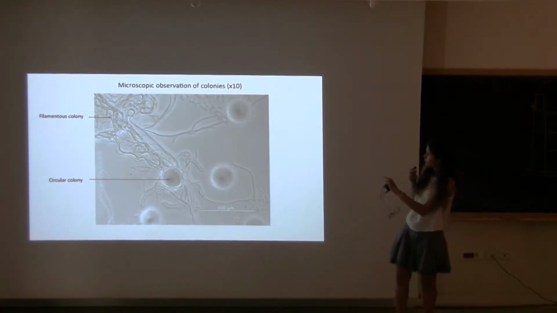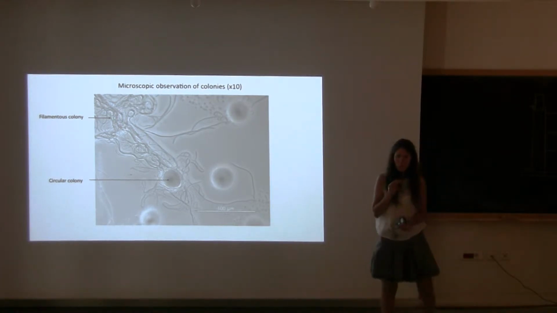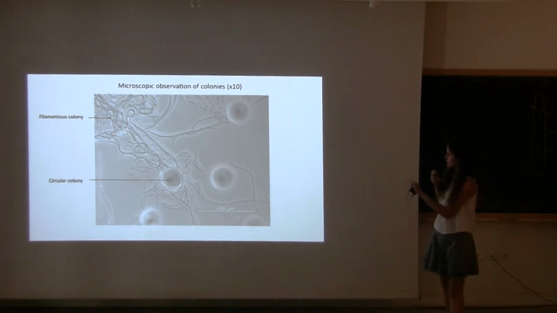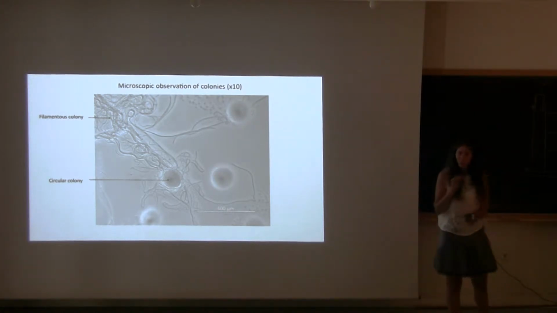And so we have some filamentous colony and some circular colony, for example, here. But the most present colonies were circular, actually. Just in the sand, we had these filamentous colonies.